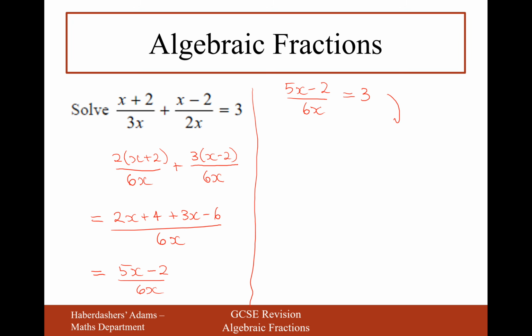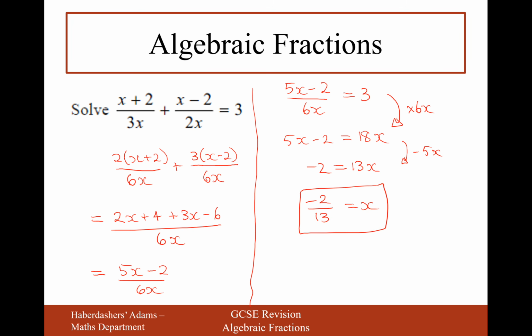So we'll multiply the 6x onto the other side, so that'll make it 5x minus 2 equals 18x. Now we're going to need to rearrange this, so we'll take away the 5x onto the right hand side, so that'll make it minus 2 equals 13x. And then divide by 13, that makes it minus 2 over 13 equals x. And there we are, that's the answer for this question here.